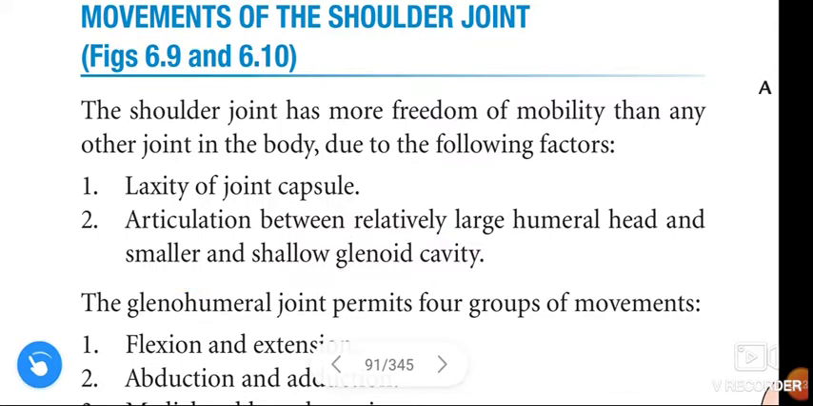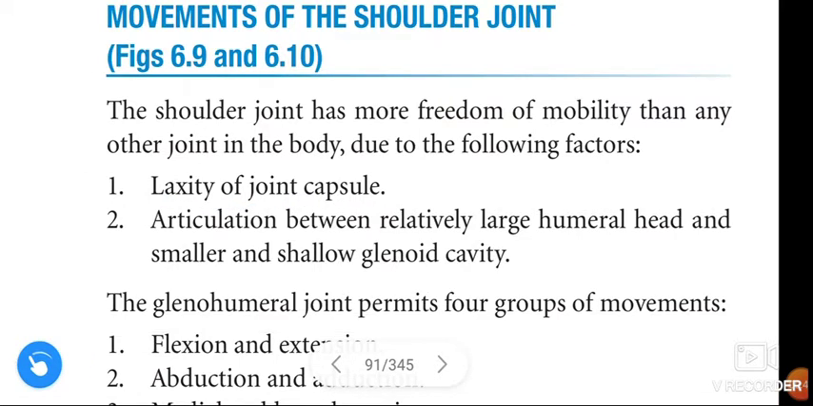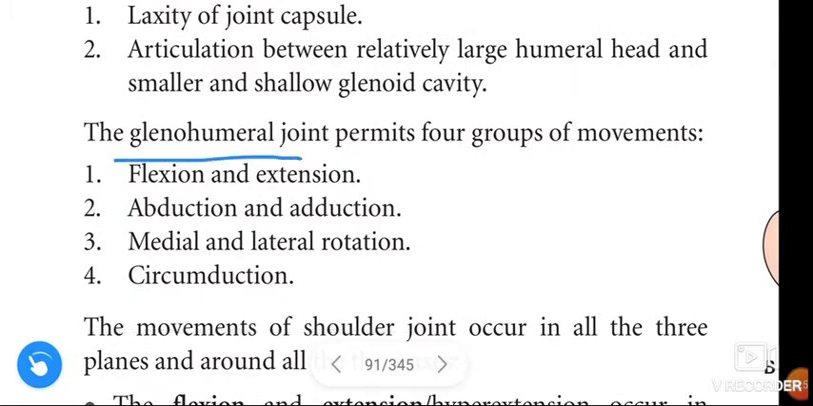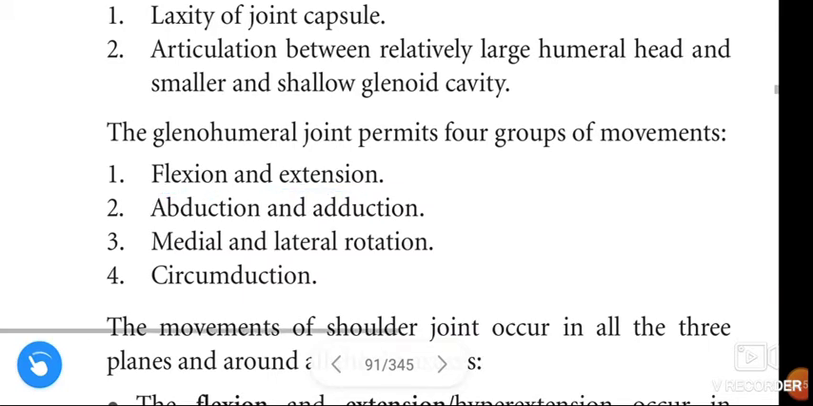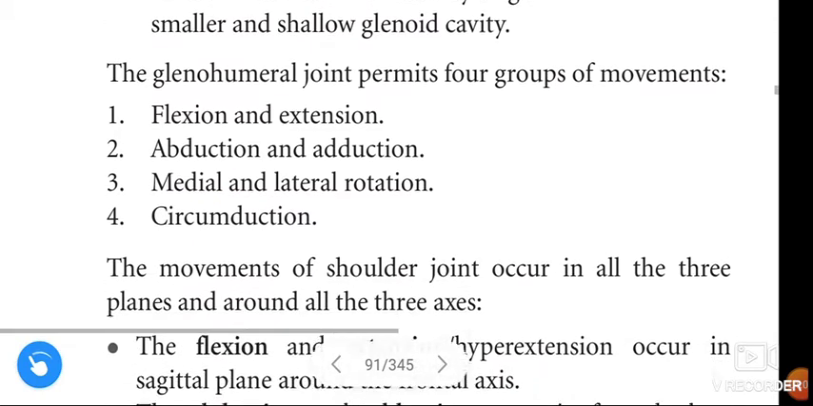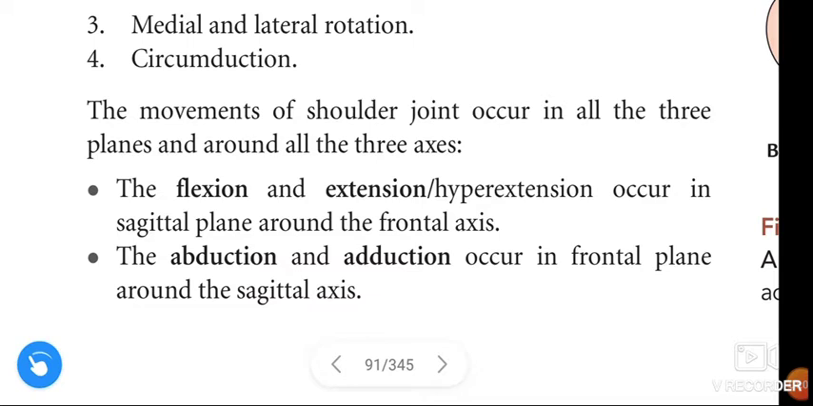Once again, the factors that provide more freedom of movement to the shoulder joint are laxity of joint capsule, and articulation between a relatively large humeral head and a smaller and shallow glenoid cavity. Next, the glenohumeral joint permits four groups of movements: flexion and extension, abduction and adduction, medial and lateral rotation, and circumduction. The movements of the shoulder joint occur in all three planes and around all three axes.